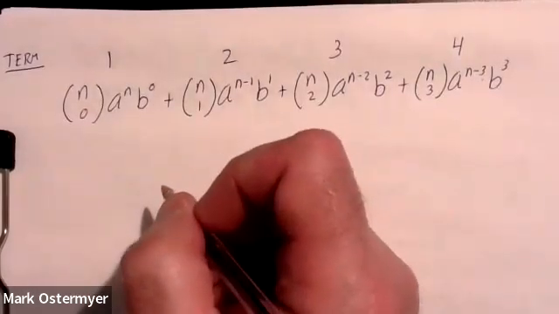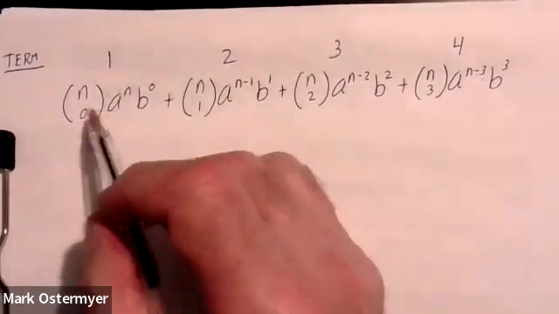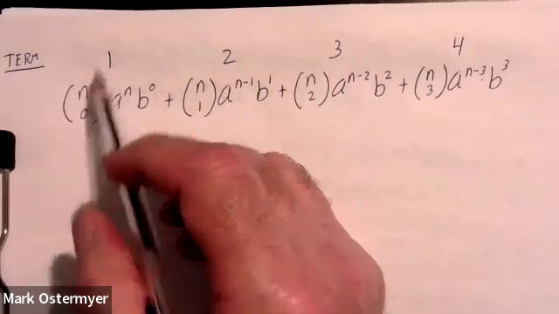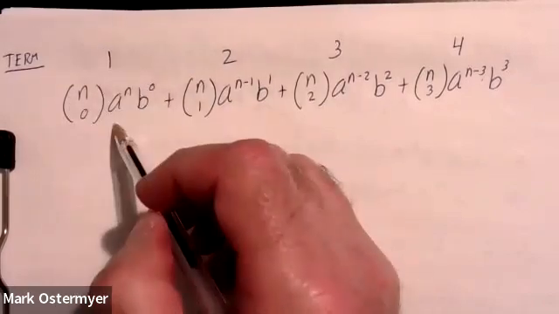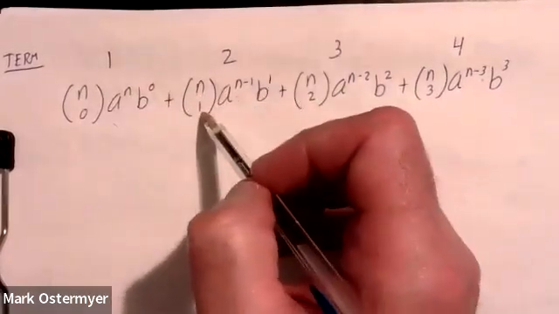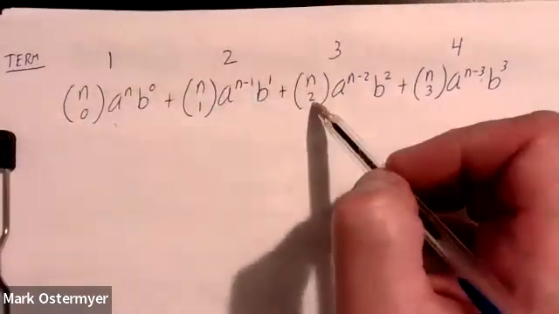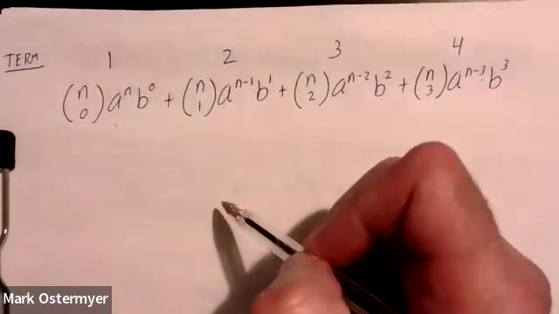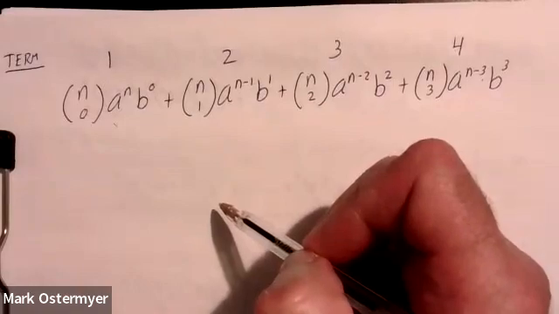I want to draw your attention to some things here. Notice r always starts out at 0. Even though we call this the first term of our expansion, r starts out at the 0th term. In fact, r's value lags 1 behind the term. 1 behind the term. Okay.